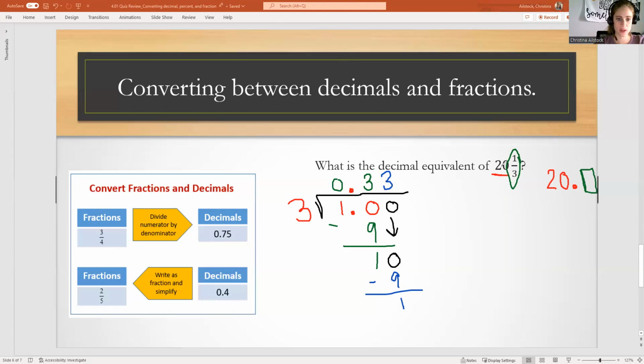So we're going to take this and we're going to put it together with the whole number part of our mixed number. So as a decimal, it is 20.3 repeating.